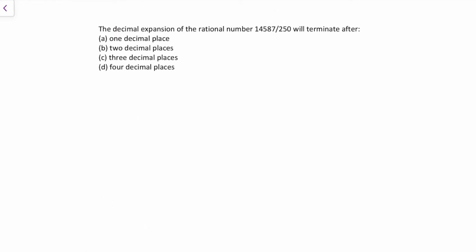Next, the decimal expansion of the rational number 14,587 divided by 250 will terminate after how many decimals, we need to find out. Let us check how to solve this kind of question. In this question, he is not asking us to find the exact decimal position. He is only asking after how many decimal points it will terminate. So no need to do any long division for this. Just simply take the denominator, that is 250, and do prime factorization for that.